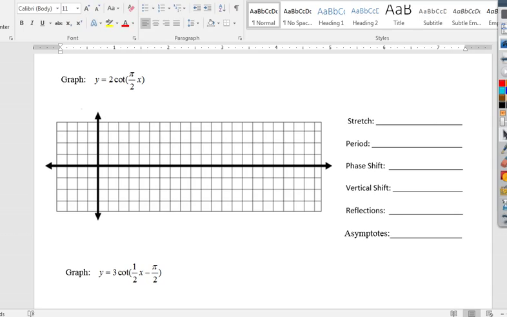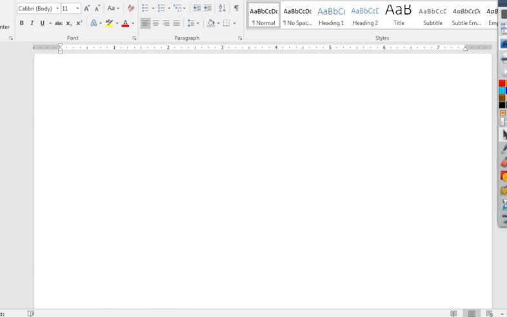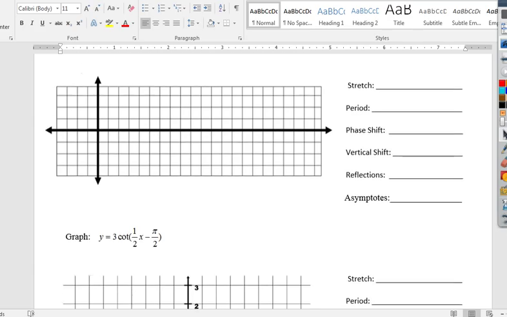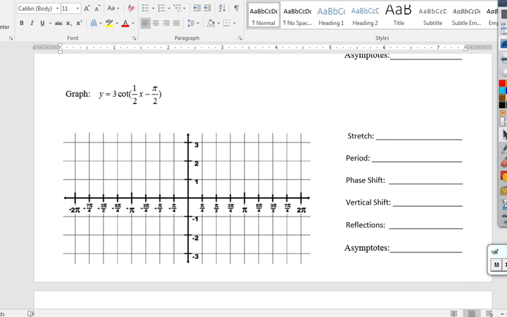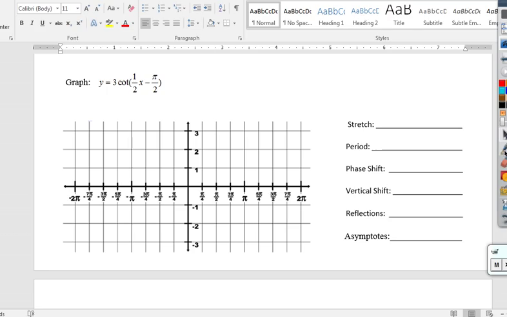So now we're looking at trying to get that perfect on here. Hold on. There we go. Alrighty, so we've got a lot of stuff going on with this one. So let's just go through. We've got a stretch of 3.